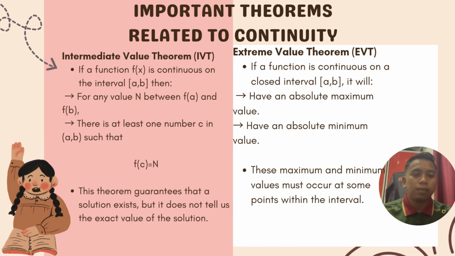Second, the Extreme Value Theorem, EVT. If a function is continuous on a closed interval [a, b], it will have an absolute maximum and absolute minimum value. This maximum and minimum value must occur at some point within the interval.